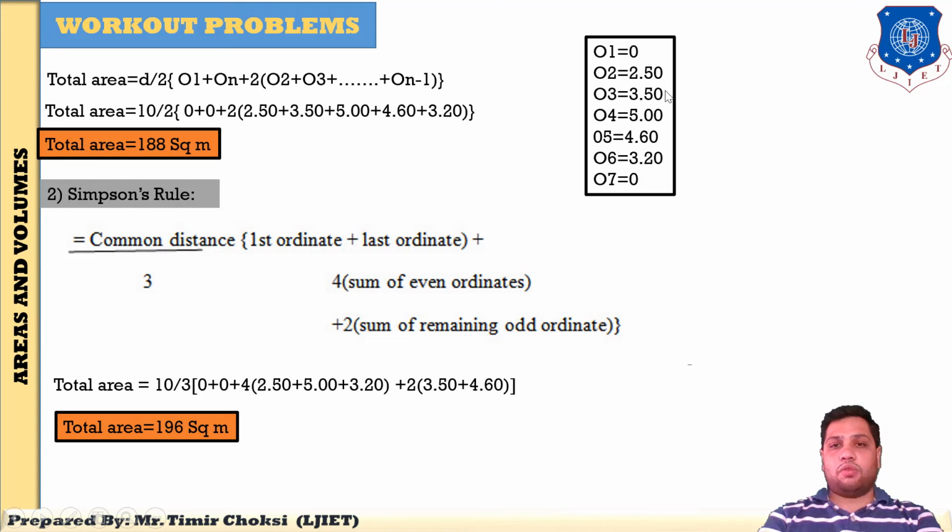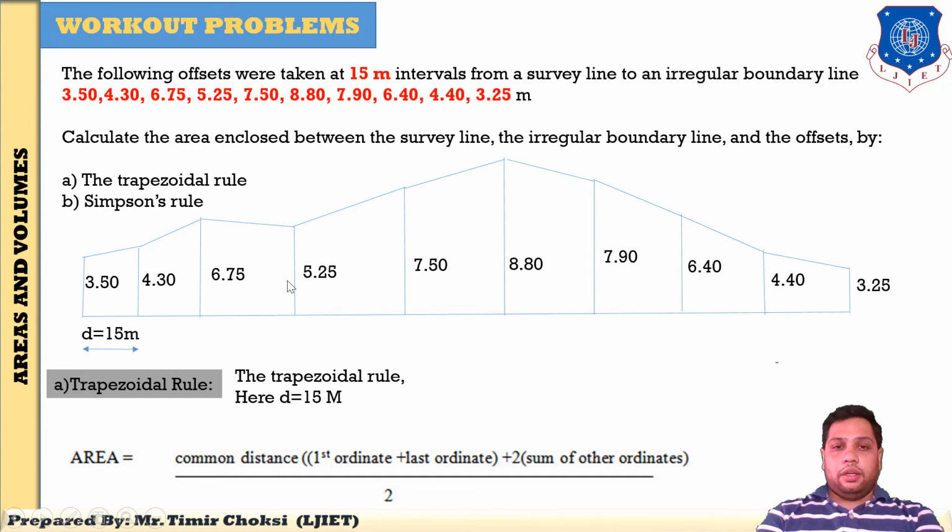So odd ordinates is O3 plus O5. So 3.50 plus 4.60. So we get the answer of total area 196 square meter. So this example is based on Simpson rule and trapezoidal. Now you have a particular exercise example.